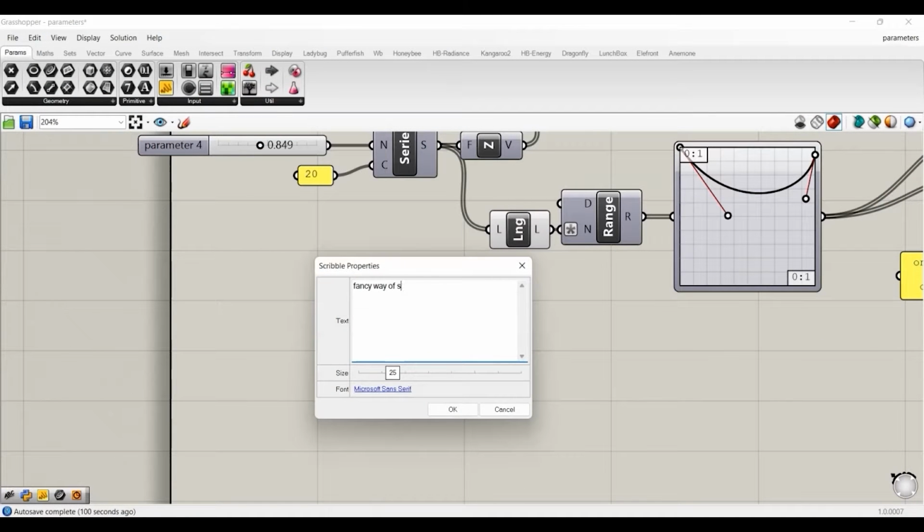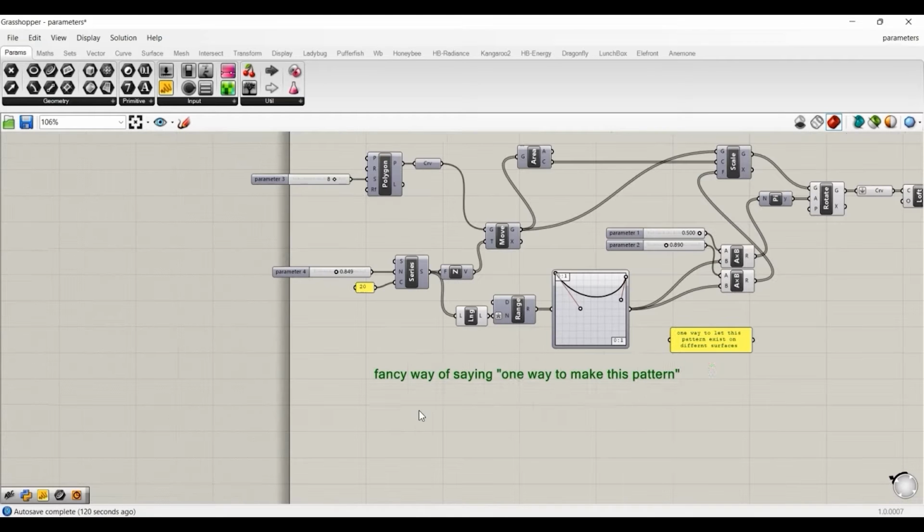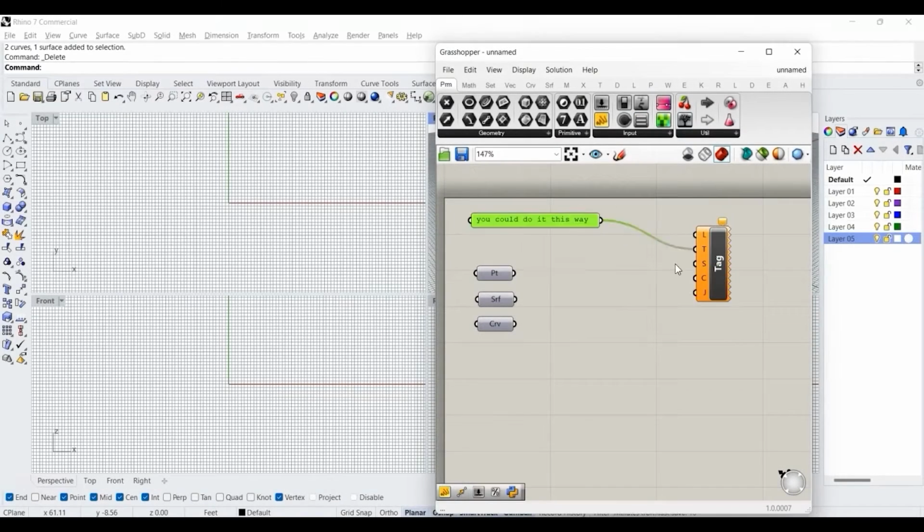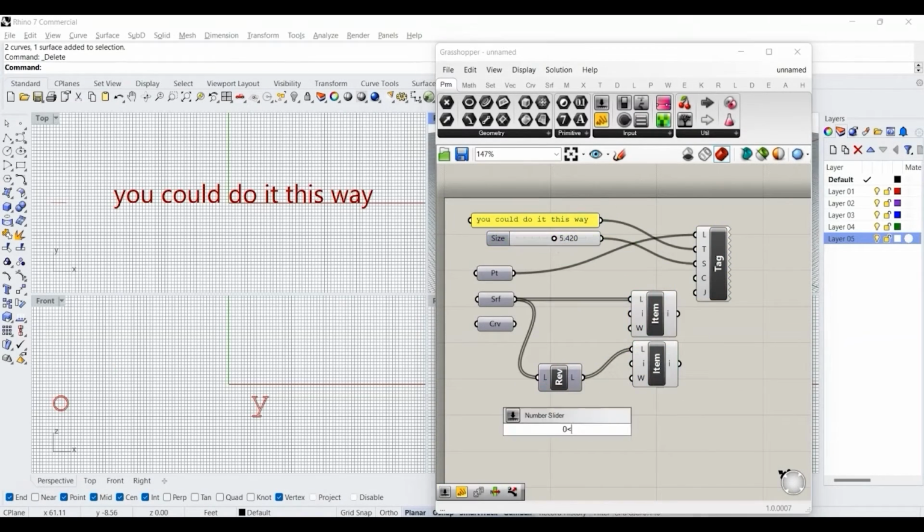And so I'll walk through very slowly one way to let this pattern exist on different kinds of surfaces. One way to write that into Grasshopper. And one beautiful thing about Grasshopper is there's never just one way to do anything. There are so many different ways you could do this.